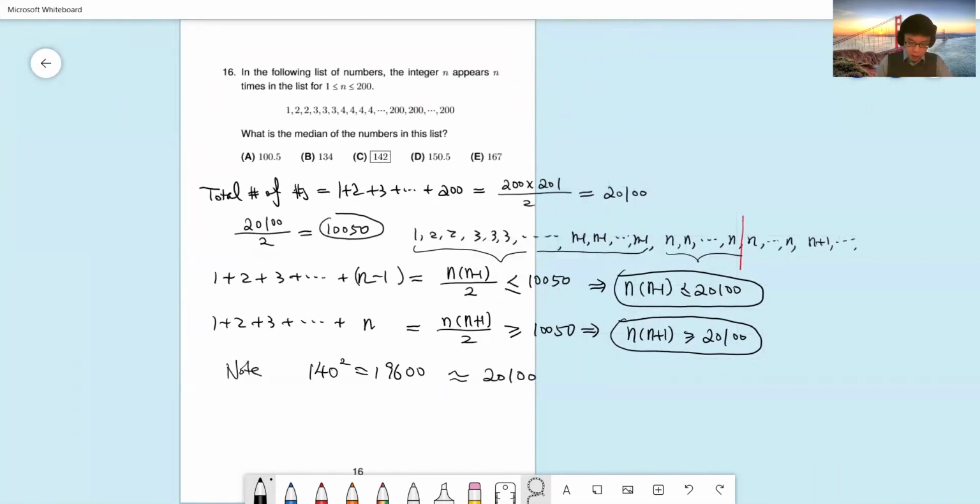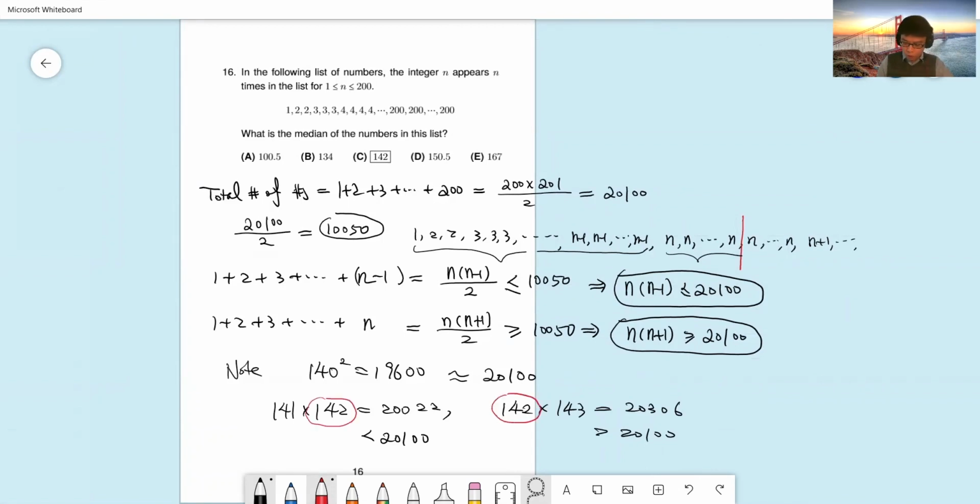So we can basically check some numbers. First, we know that 141 times 142 is 20022. This is smaller. And 142 times 143 equals 20306. So the first number is less than 20100. The second number is larger than 20100. So from here, we can see the number n should be 142. So the answer here is 142, which you see here.